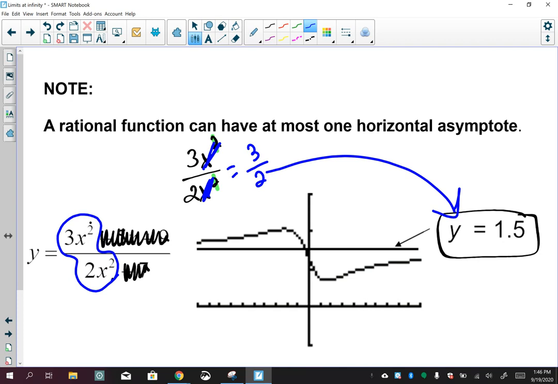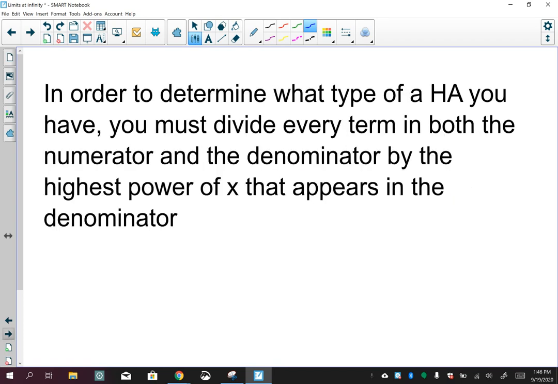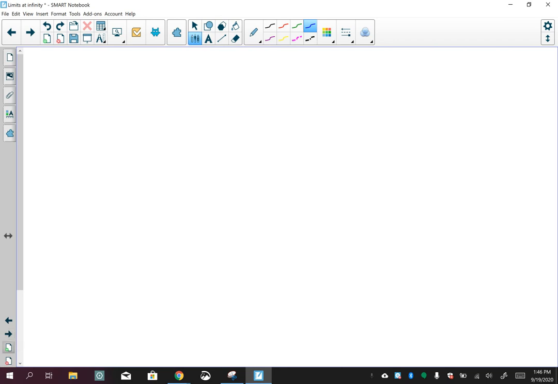Let's see here. So let's take a look at, why do I have a blank screen here? I have a blank screen here, and I don't know why.